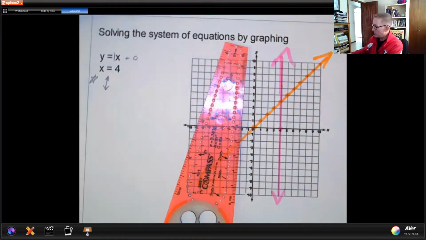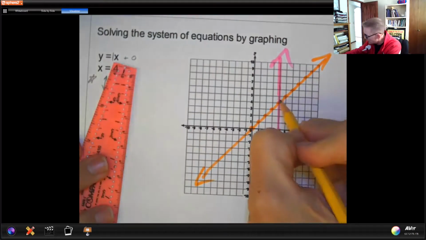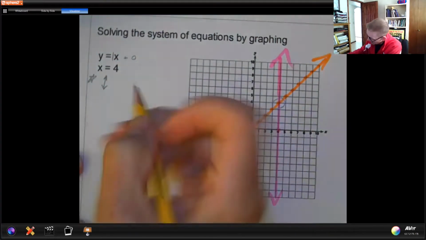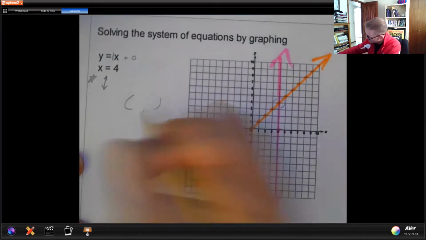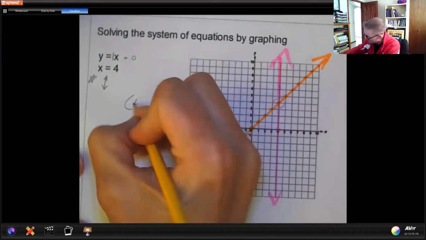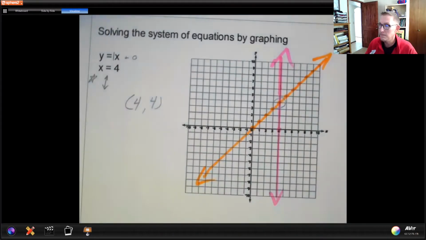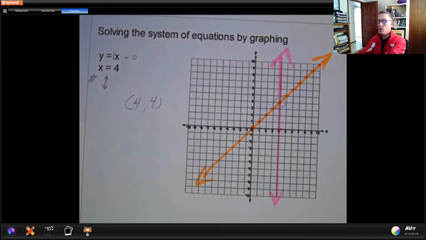And we're going to now look for the point of intersection. And that point of intersection is right there. And so the ordered pair for that is going to be 4, comma, 4. So you're going to have vertical lines and horizontal lines that also come into play with our systems.